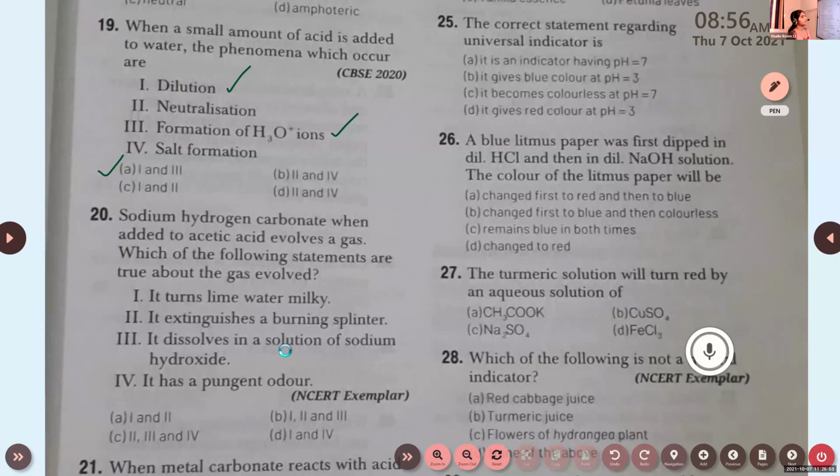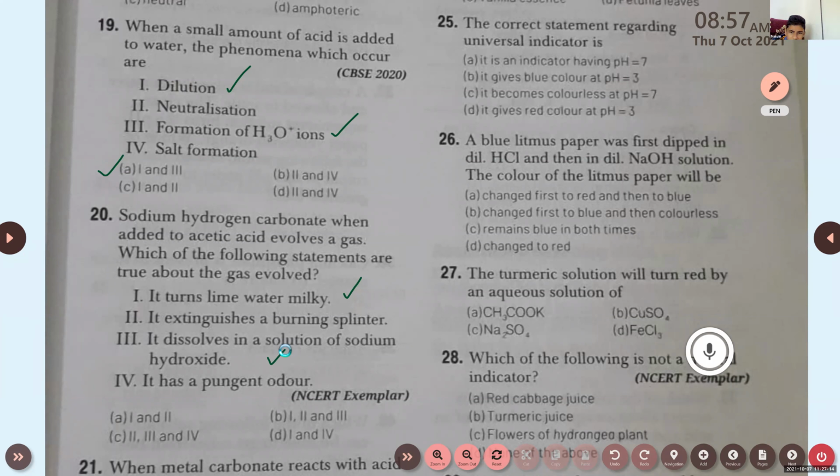What happens when carbon dioxide gas is formed? It has a pungent odor. Carbon dioxide is the gas produced there, right? There's no such characteristic odor. Then what about the second point? It extinguishes a burning splinter.